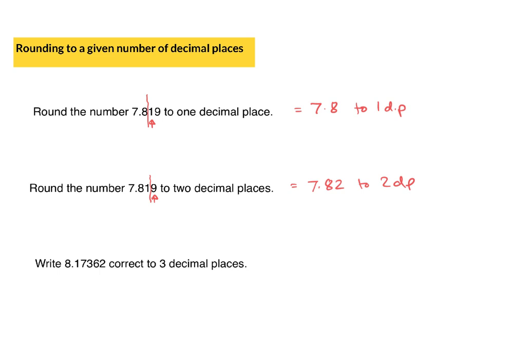Final one, rounding to 3 decimal places. So the third decimal place is the number 3 here. The 6 tells me I round up. So the 3 becomes a 4. So I have 8.174 to 3 dp. And notice in my answers, the number of decimal places in my answers is the number of decimal places I'm asked to round to.